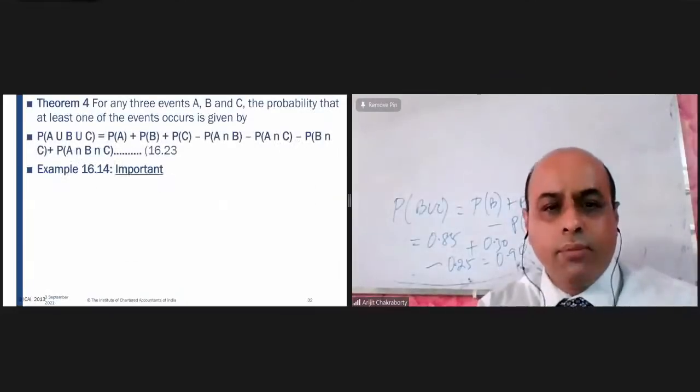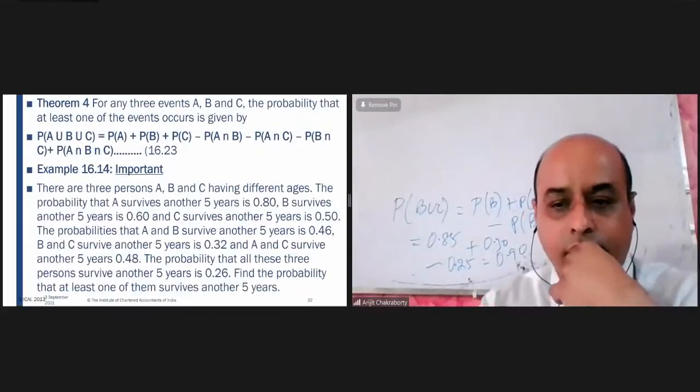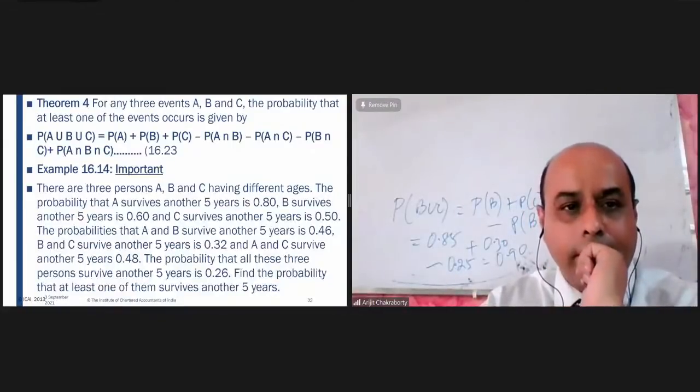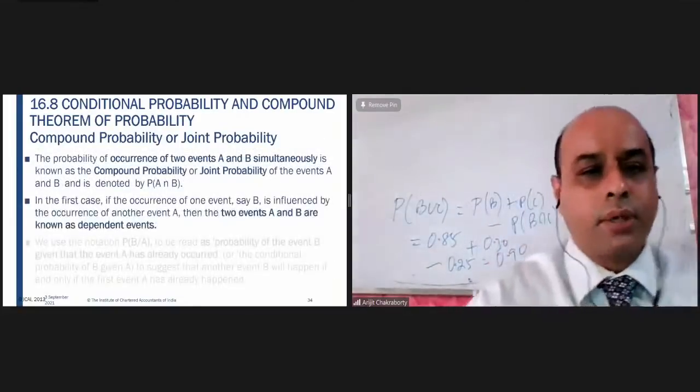Okay. Theorem we have done. This is also 16.14, also a direct application of the theorem, very similar to the one we have discussed.